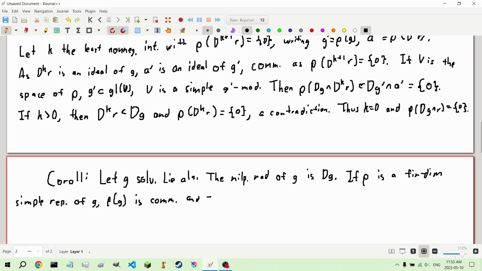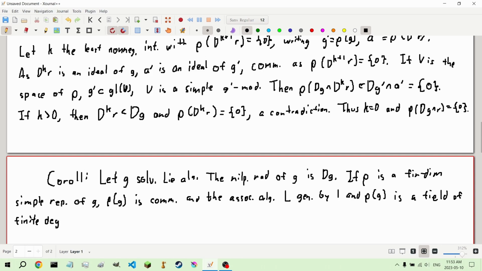and the associative algebra, I guess we're going to call it L, generated by 1 and rho of G is a field of finite degree over K.